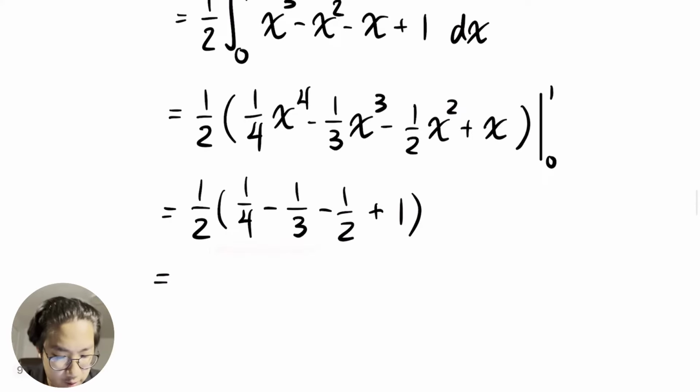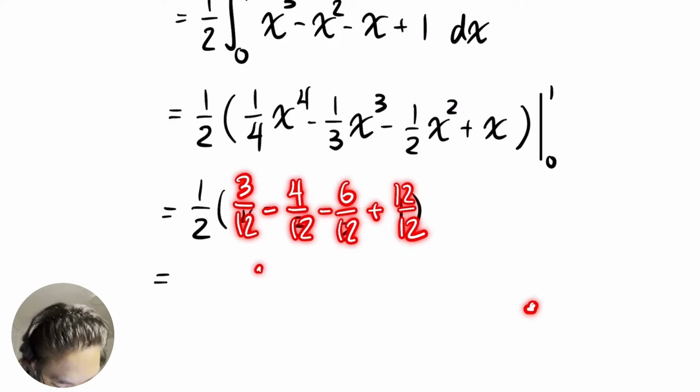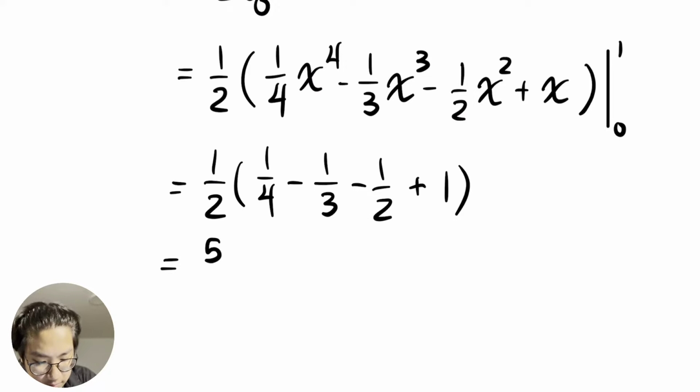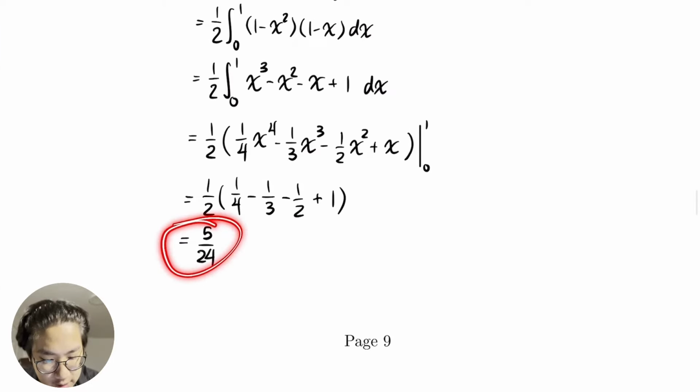Here, the least common multiple would be 12. So with 12, you have 3 over 12 minus 4 over 12 minus 6 over 12 plus 12 over 12. In this case, you have -1, -7, -7, and 5, so you have 5 over 12, and then with the 1/2 you have 5 over 24. You don't have a calculator on these finals, so definitely make sure you are able to add fractions. Hopefully you are by now, but that's how we get this answer right over here.